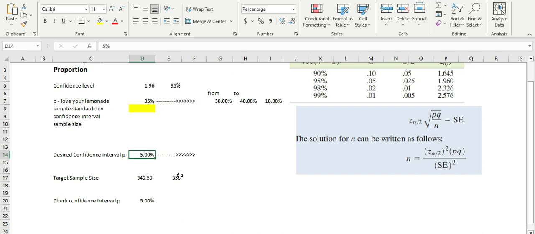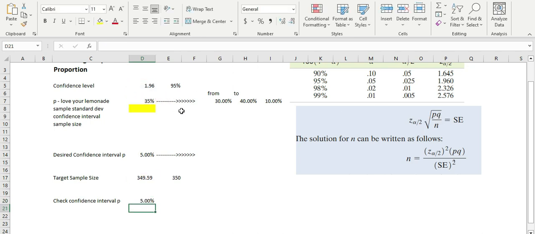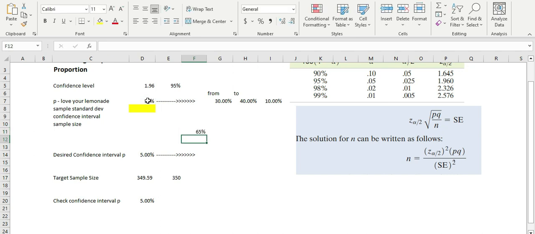For this one, I will explain again. Z alpha again is this one. PQ is 35% for P, and Q is 1 minus 35%, which is 65%. And N is this one, and the answer is this one. So it's more like algebra to get that. I hope that's clear.